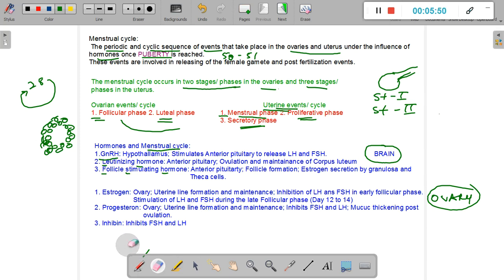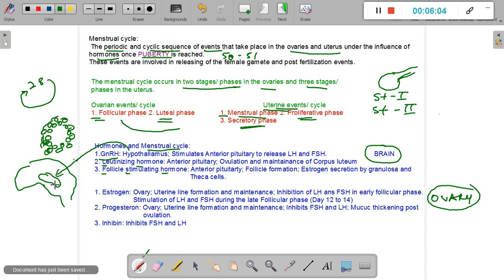So in the brain, as we did in the last session also, let us say this is the human brain. In the human brain we have a structure called the hypothalamus. So this is the hypothalamus here. When puberty is achieved, the hypothalamus releases a hormone called GnRH in substantial amounts.